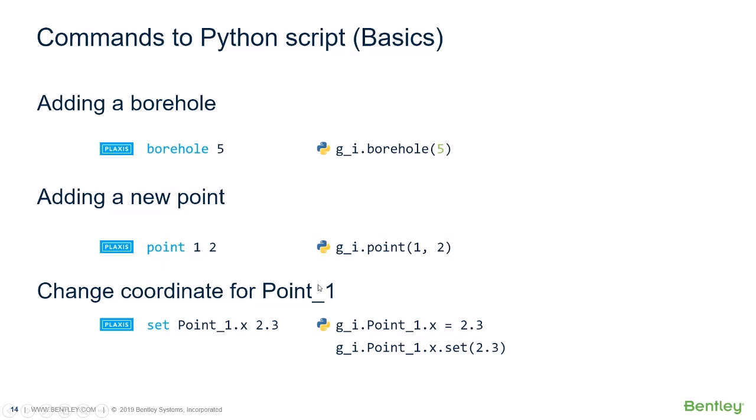If we want to change the coordinate for point 1, we have to say set point 1.x to 2.3, for instance. Now in Python, it would look like g_i.point1.x, and then we do not have an equal sign here because we're dealing with programming. This is an assignment, so we set the assignment for point 1.x to 2.3. We can also use the set command, but this is the preferred way of doing this.